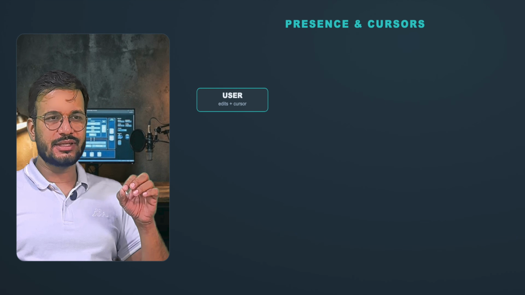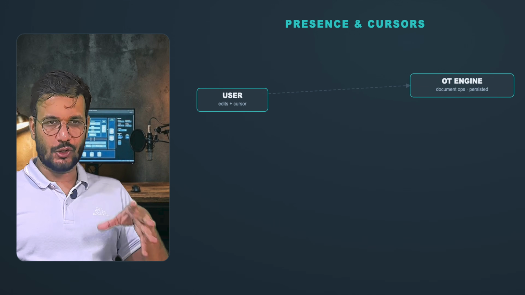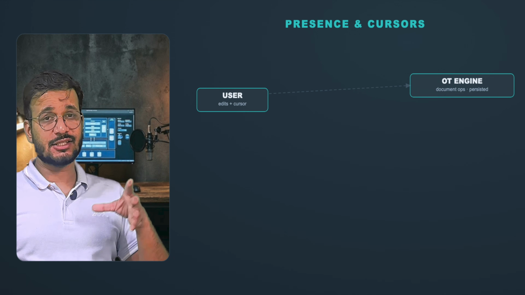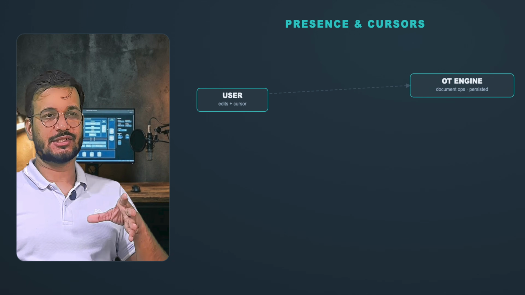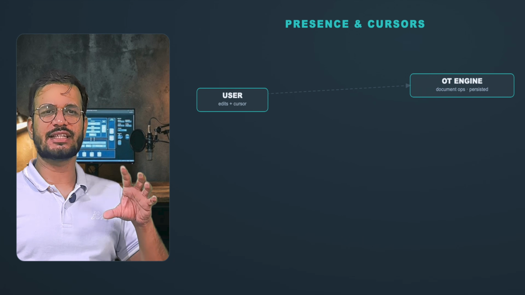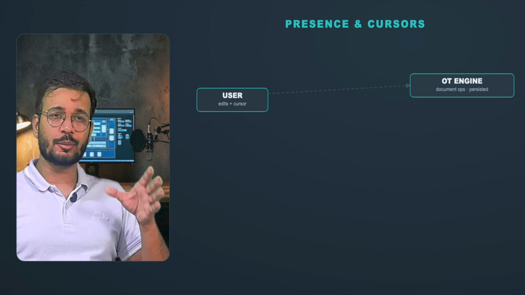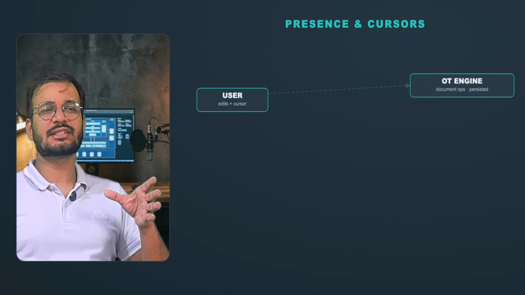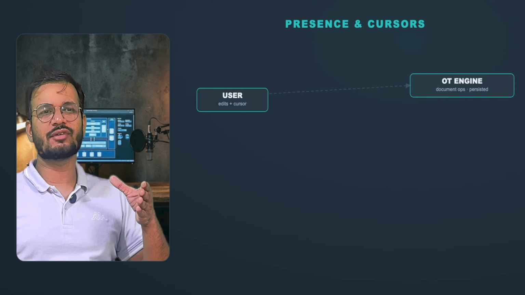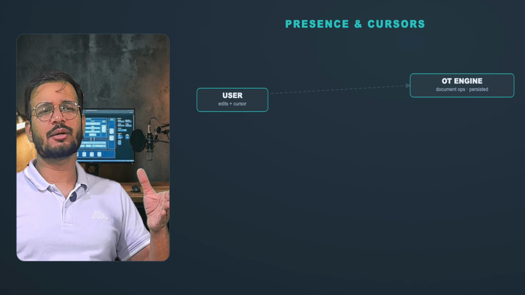So the next component is presence and cursor sync. When multiple users are editing a document, you want to see each other's cursors, and this is called presence. The cursor updates are high frequency. Every mouse move or keystroke might generate a cursor position update. But unlike document operations, missed cursor updates are acceptable. If I miss one cursor position update, the next one will correct it. Cursors are best effort.